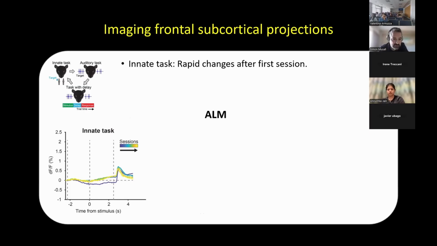Okay, so this is the kind of data that we see when we do the photometry. So this is just for the ALM. So in this case, this is still using that glass fiber approach, but this is basically the bulk activity in the frontal cortex. So ALM is this frontal cortical region that I showed you earlier. And you can see that there's some modulation during this innate task. So there's this ramping activity, and then there's a peak when the animal makes a response, but it's fairly stationary. So like there's maybe a jump from the first session to all the subsequent ones, but overall there's not super much happening.